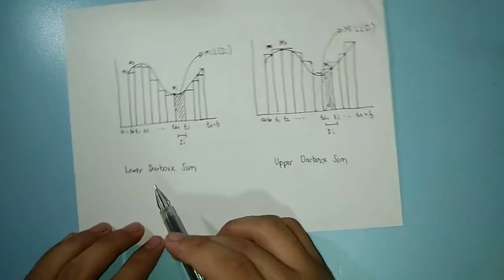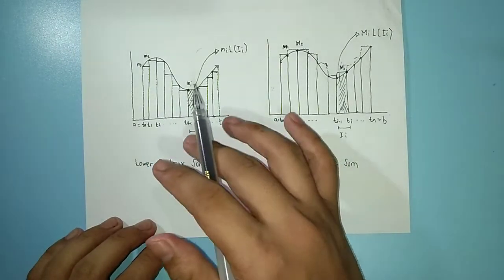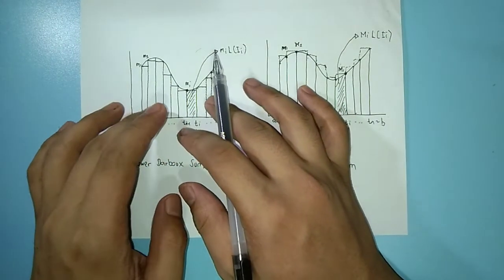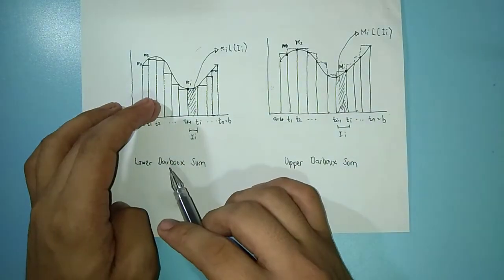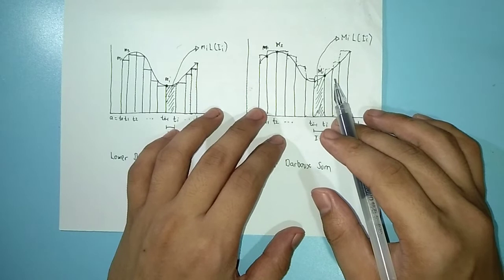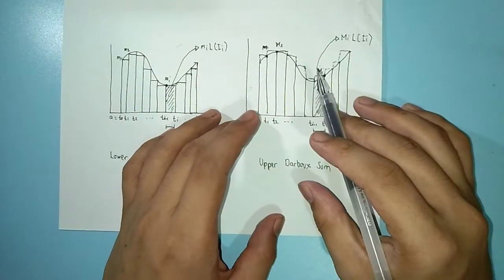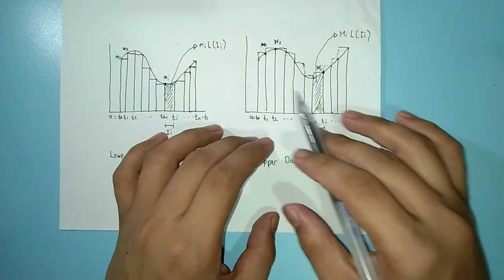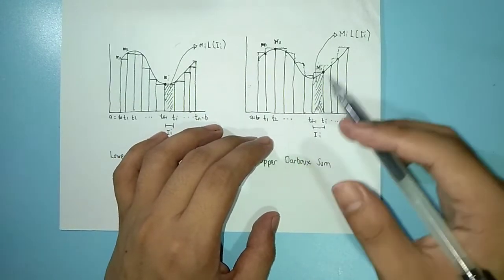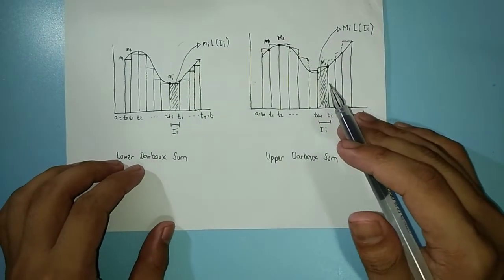So, ibig sabihin, kung sa lower Darboux sum, ina-underestimate natin yung area nito. Kumbaga, sa mismong area talaga nito ay mas mababa yung lower Darboux sum. Dito naman, ino-overestimate natin yung area under the curve. Okay? Kumbaga, mas malaki yung lumalabas sa atin kapag ito yung gamit kaysa sa mismong area talaga niya. Okay? Now, let's define Darboux integral.